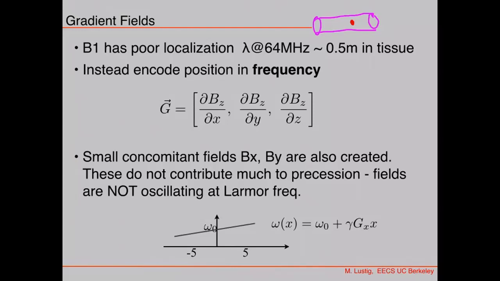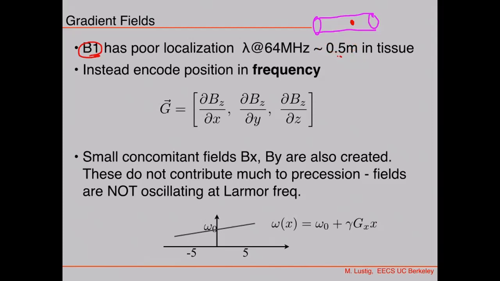Okay, so the B1 field, if you actually think of the size of its wavelength, at 64 megahertz it is about half a meter in tissue, so 50 centimeters inside tissue. So it's pretty long. It affects pretty much the entire volume, so there's no variation of that field inside a volume. So it has very poor localization. That's not a good way of localizing the signal.